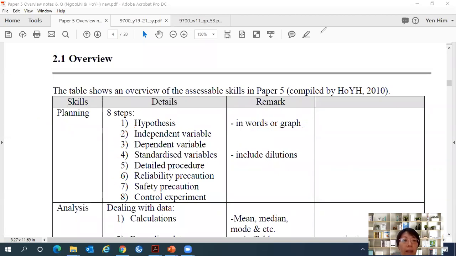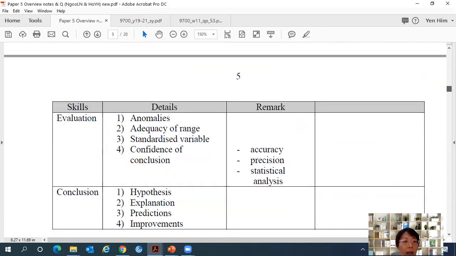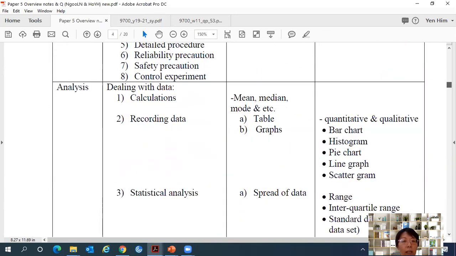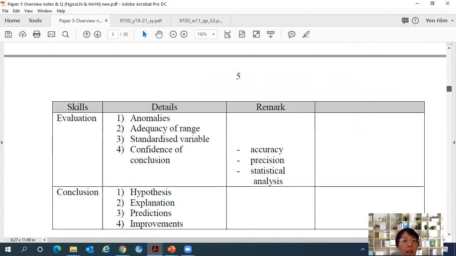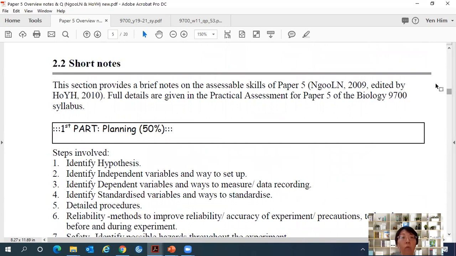And then for the remainder of the table, analysis, evaluation and conclusion, I will not go through it yet until you need to learn it. No need to look at so many things yet, because you're not going to learn it today. Just focus on planning, experiment.